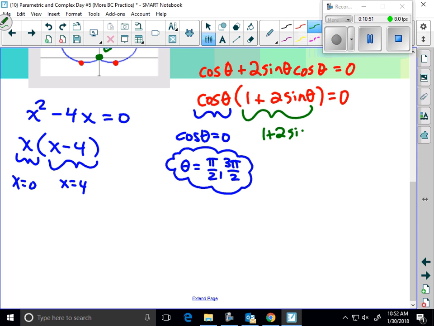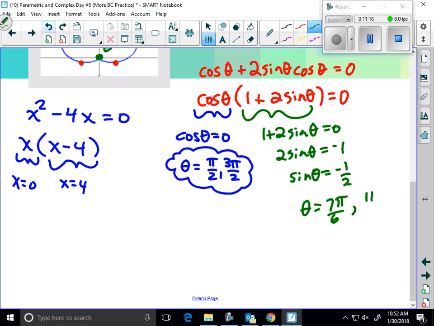1 plus 2 sine theta equals 0. That would mean that 2 sine theta equals negative 1, and then sine theta would equal negative 1/2. We gave you unit circle numbers, which is great. Well, where does that happen? At 7 pi over 6 and what? 11 pi over 6. Right, unit circle. Bam, 7 pi over 6. That would be a negative 1/2, and so would 11 pi over 6 right there.